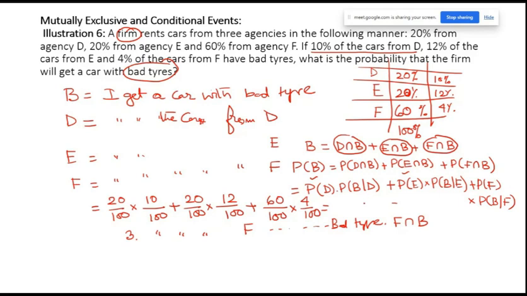So this is like 20 into 10, 200 divided by 10,000, plus 12 into 20, 240 divided by 10,000, plus 260 into 4, that is once again 240 into 10,000. So ultimately you add it up, 240, 240, 480, 480 plus 200, 680, 680 divided by 10,000.